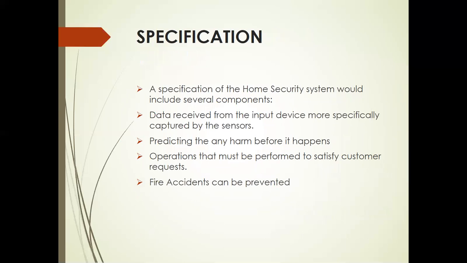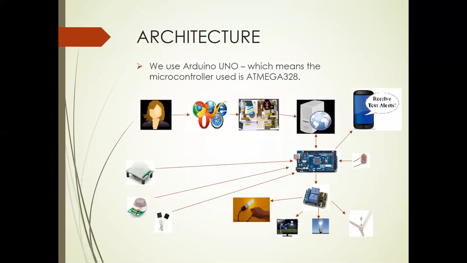A specification of the home security system would include several components. Data received from the input device, more specifically captured by the sensors, predicting any harm before it happens, like fire accidents, and operations that must be performed to satisfy customer requests. Fire accidents can be prevented.